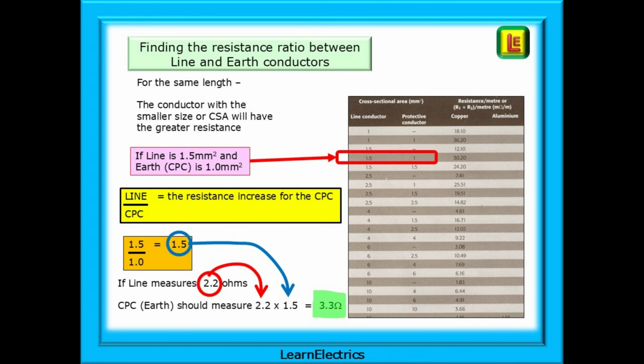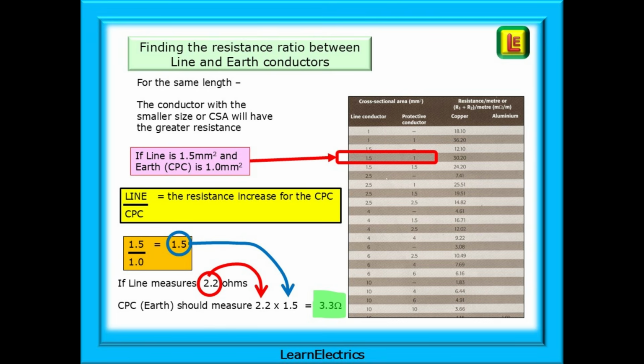We can find the ratio, in other words, how much more resistance the earth will have, by dividing the line size by the earth size. This will give a number greater than 1. The resistance increases. 1.5 divided by 1.0 is 1.5. So if the line measures 2.2 ohms, the CPC or earth should measure 2.2 multiplied by 1.5, which is 3.3 ohms.